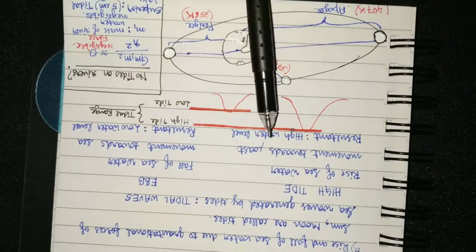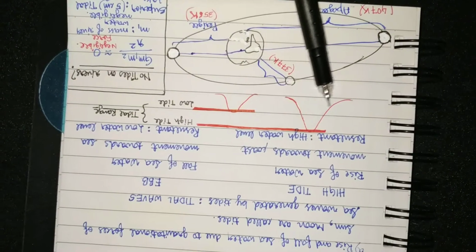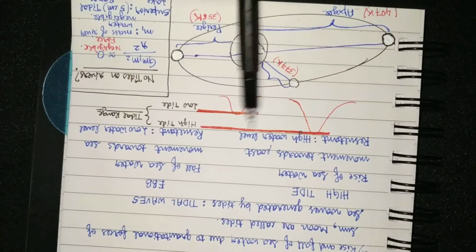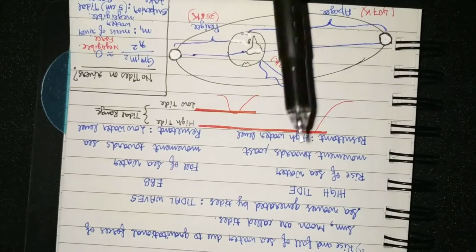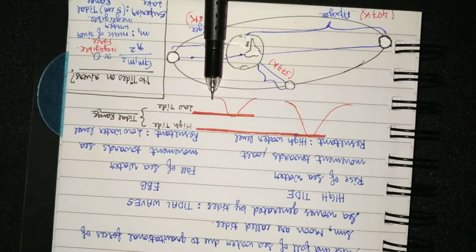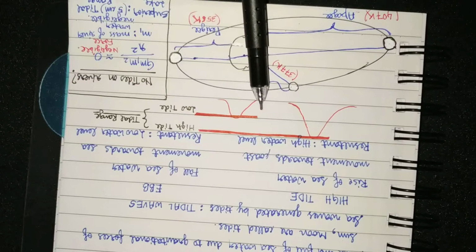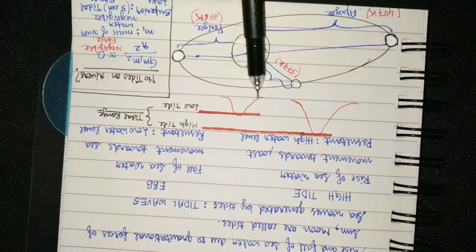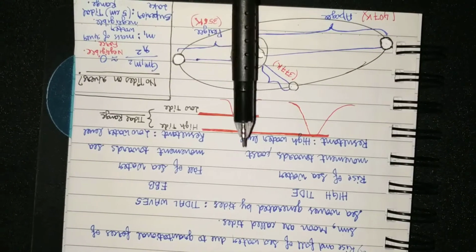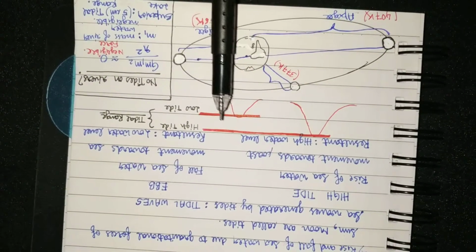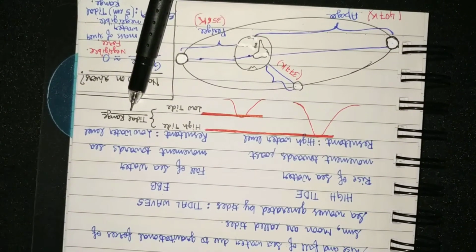Resultant is a very high water level, like this. This was the sea coast, this was the normal sea level. Resultant here in the low tide is a low water level, up till here only. This is the sea level. The difference between the high water level and the low water level is known as the tidal range.